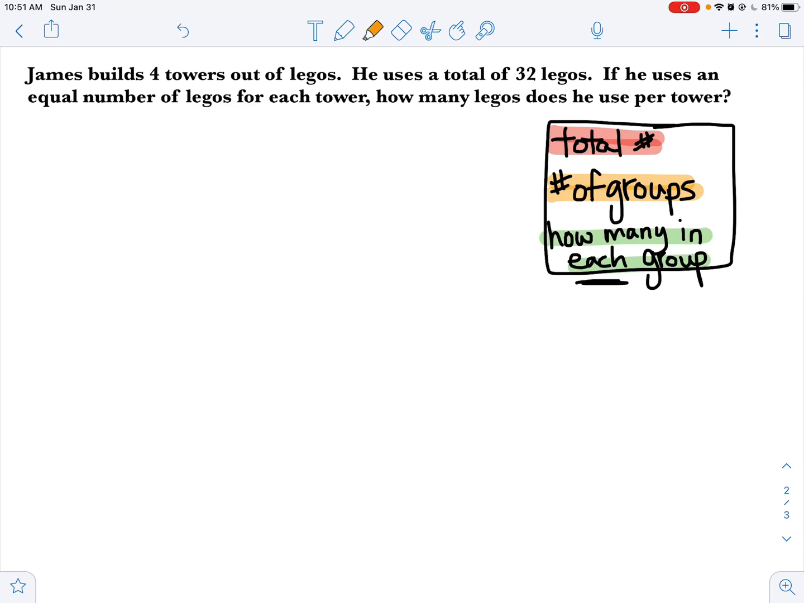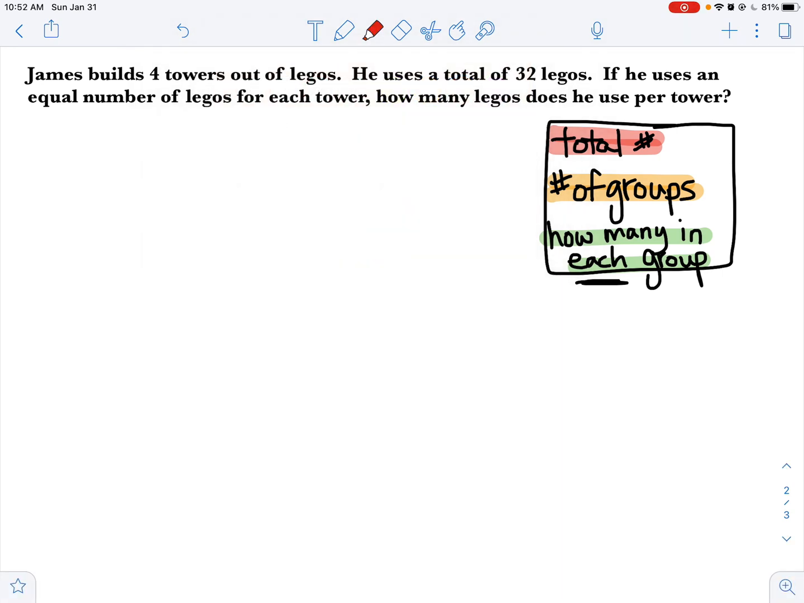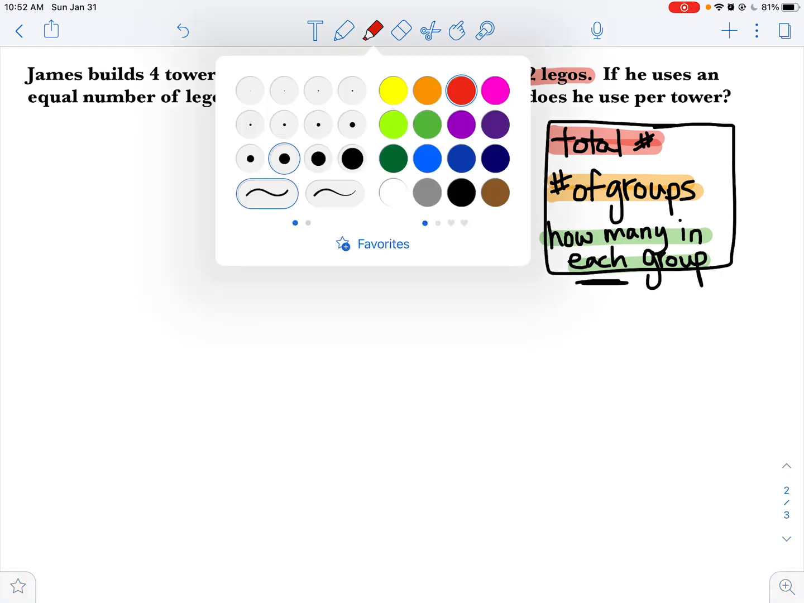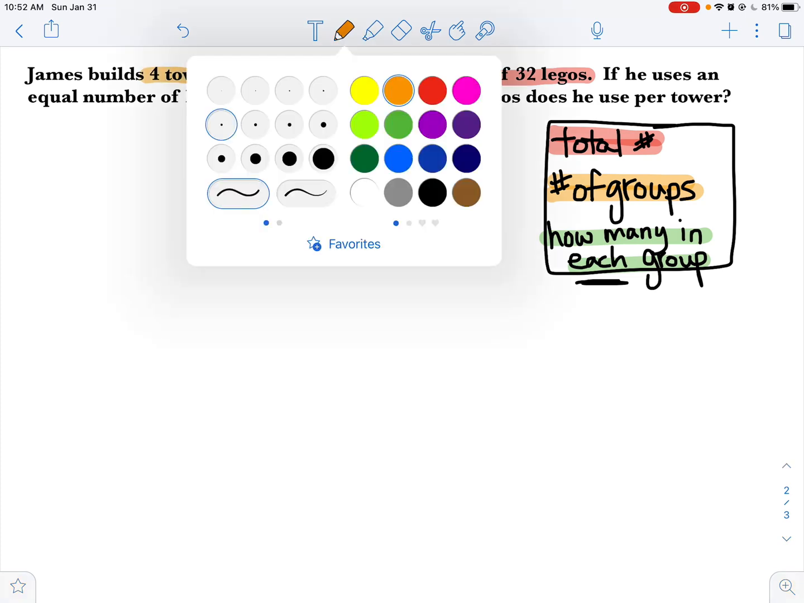So let's break down James's word problem to see what part is what. Let's see if we know the total. James builds 4 towers out of Legos. He uses a total of 32 Legos. Well, goodness gracious, look at that word total. It's right there. So we know the total. He uses 32 Legos. If he uses an equal number of Legos for each tower, how many Legos does he use per tower? Do I know the number of groups or how many in each group? I know the number of groups because he makes 4 towers.